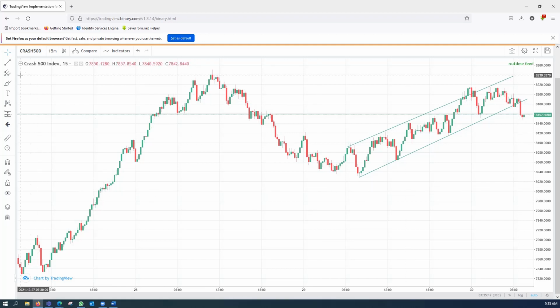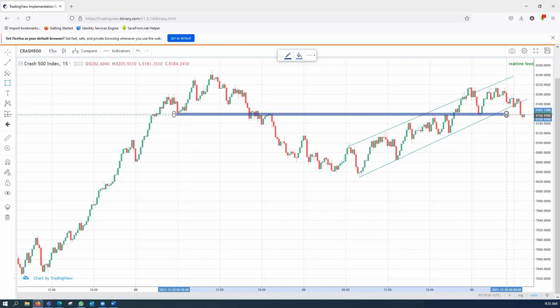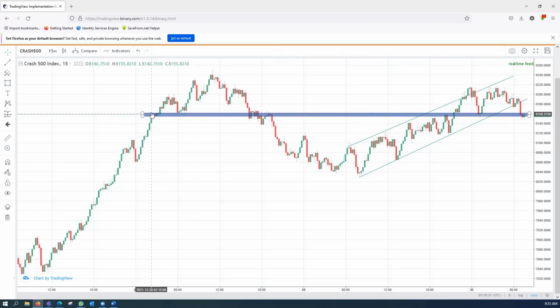Why are we saying that? If we come here, we can see that here there is another very strong support. This has been respected for quite some time. So you can see that it was respected here, it was respected here, it was respected here. It was respected here as well as here. So now that the price is here, there is a high chance that it's going to respect and go back up.